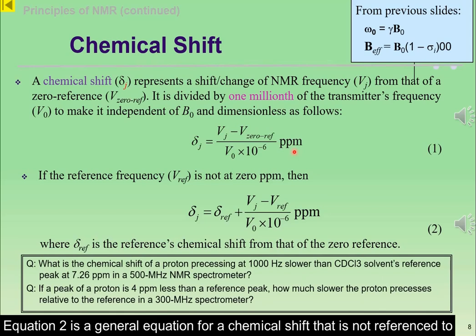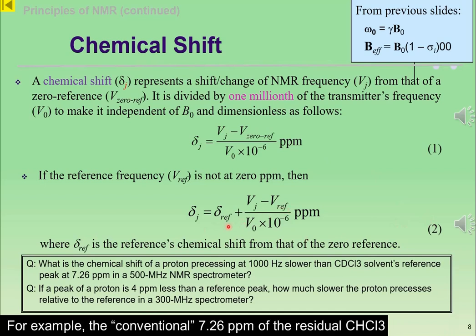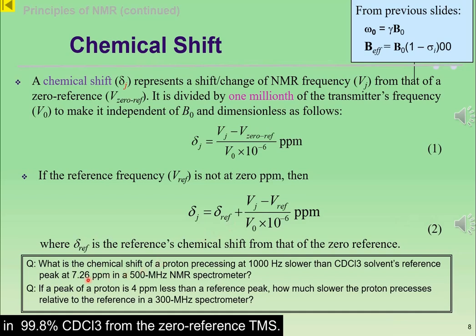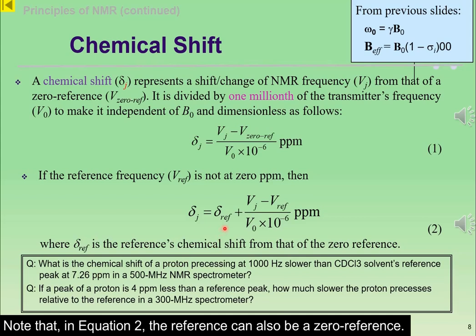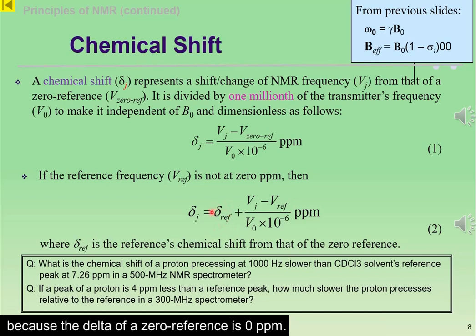Equation 2 is a general equation for a chemical shift that is not referenced to a zero reference, where delta ref is the reference's chemical shift. For example, the conventional 7.26 ppm of the residual CHCl3 in 99.8% CDCl3 from the zero reference TMS. Note that, in equation 2, the reference can also be a zero reference. Apparently, it becomes equation 1 if the reference is a zero ref, because the delta of a zero reference is 0 ppm.